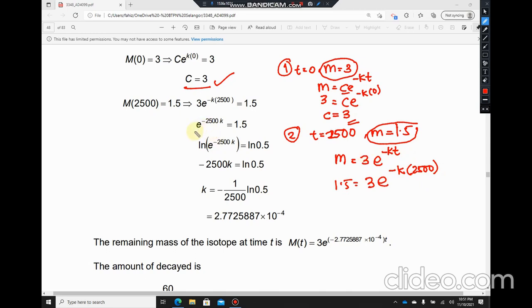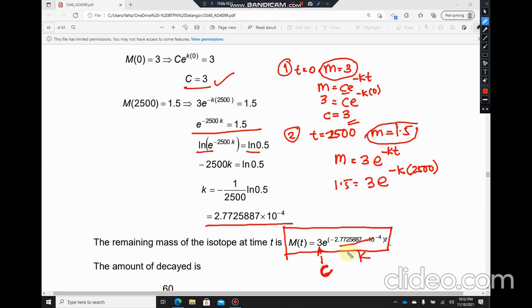So as usual we solve it. Okay, we get this, and then put ln on the left and right. So solve for k, and you will get this value of k. The remaining mass of the isotope at time T is, okay, so we get this equation. This is the equation we will use to find either T or M. What's important is that we have this equation, because we have already found the values of C and k.